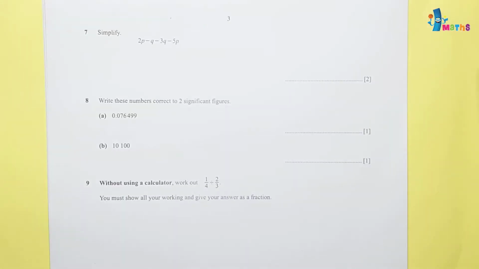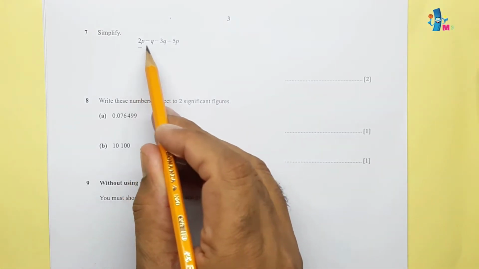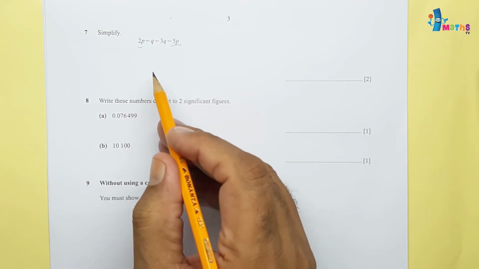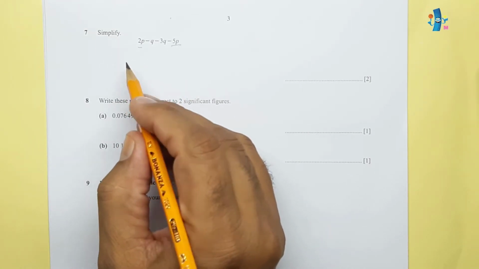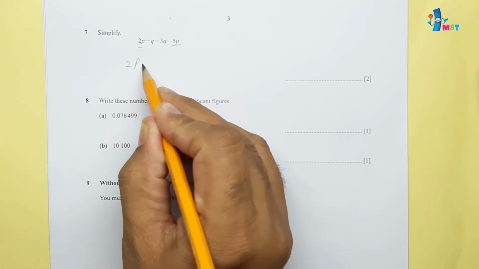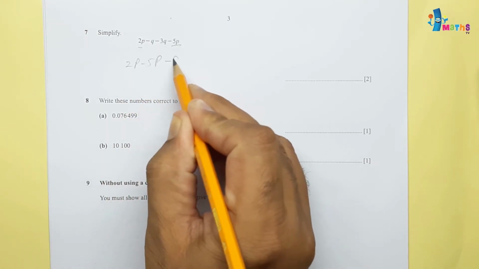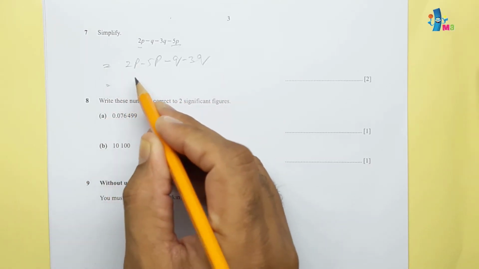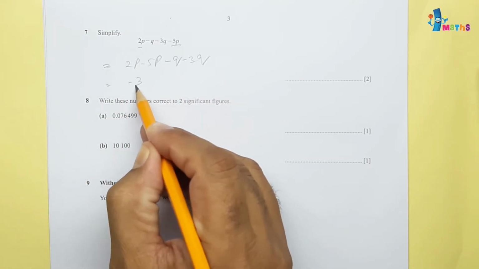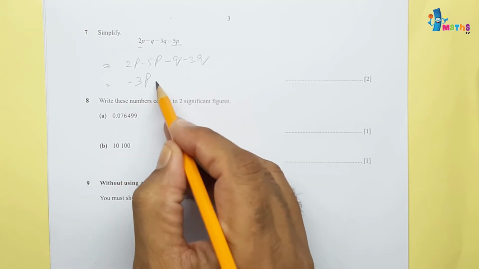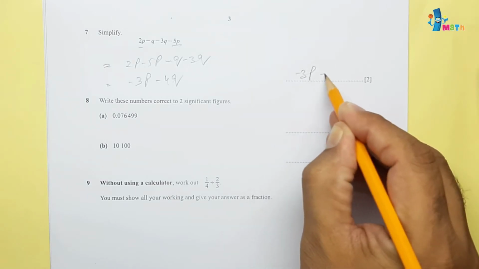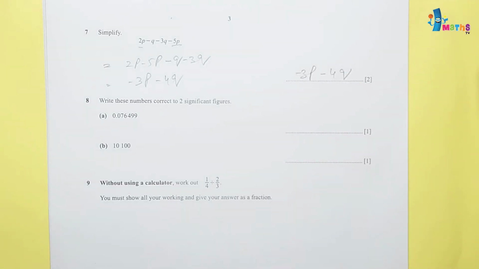Now question number 7, simplify. This is 2p which is plus and 5p which is minus. So we can arrange them: 2p minus 5p and minus q minus 3q. We have just changed their arrangement, and then we can simplify. This will be minus 3p and this will be minus 4q. This will be our answer, minus 3p minus 4q.